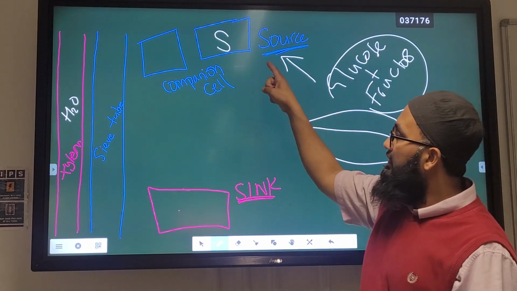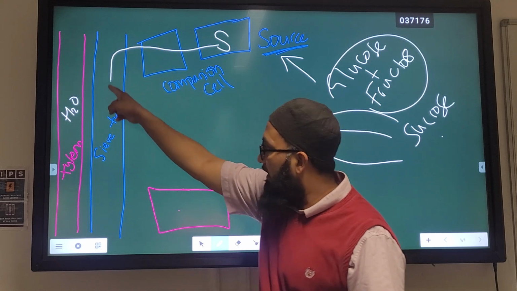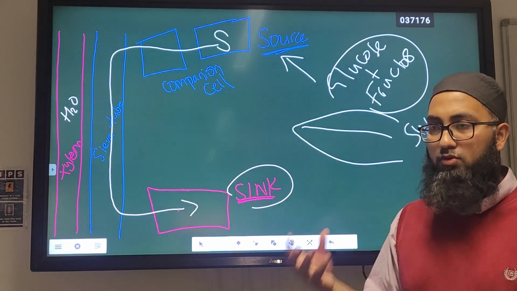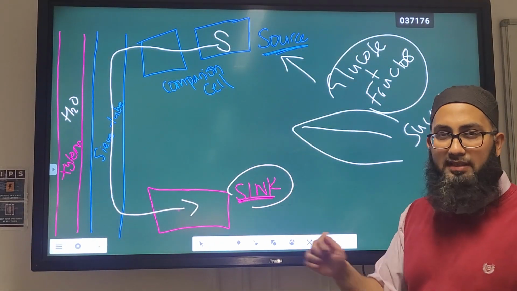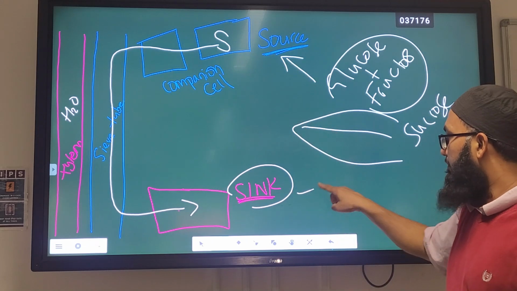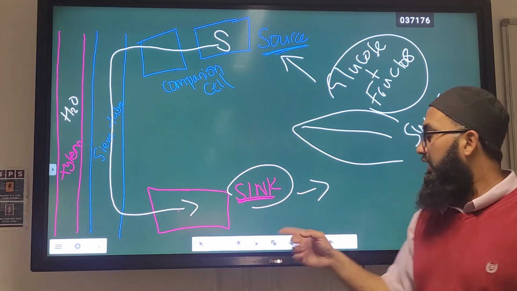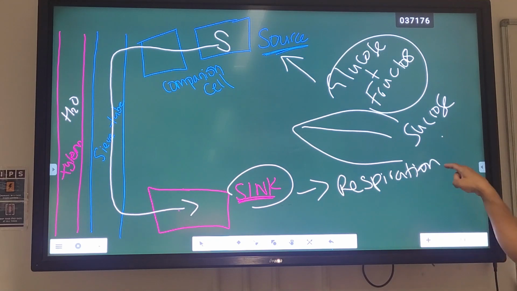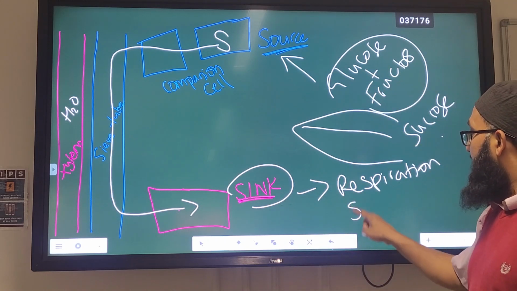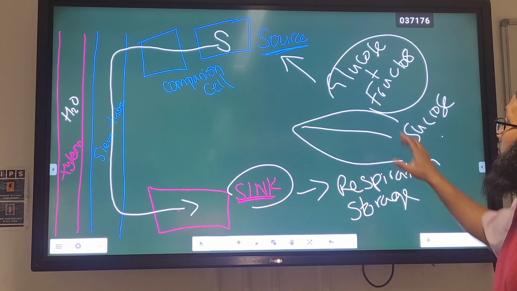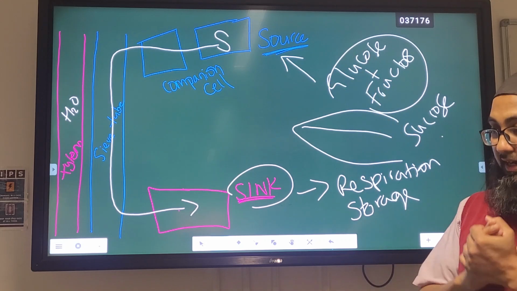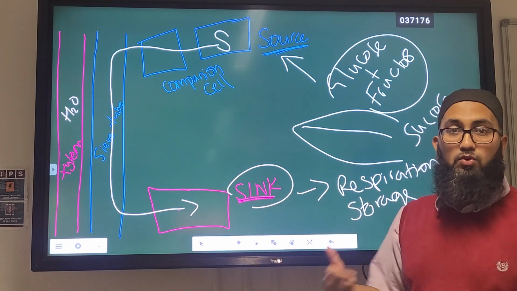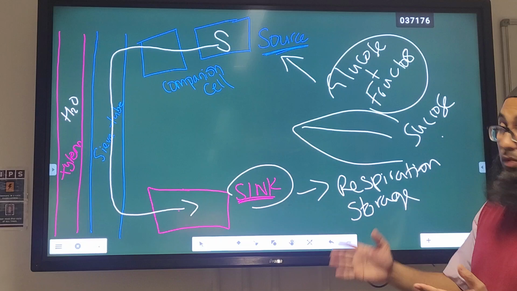That sucrose needs to be transported down all the way to the sink. You're thinking, what is sink? So sink could be your root cells, cells in the plant that need sucrose. What do they need it for? Could be any cell in the plant that needs sucrose, for respiration. So we know that sucrose can be broken down into glucose for respiration, or they may want to store the glucose. They're going to break down the sucrose and store the glucose as starch. So the sink is where you're going to store that sucrose as starch, or you're going to use that sucrose for energy.